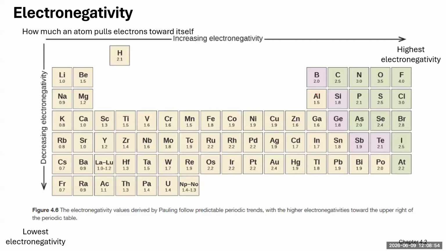Another thing we're going to need to know is electronegativity. This is basically the definition: how much an atom pulls electrons toward itself. All right, that's it. So let's take a look at the electronegativity of lithium and fluorine.